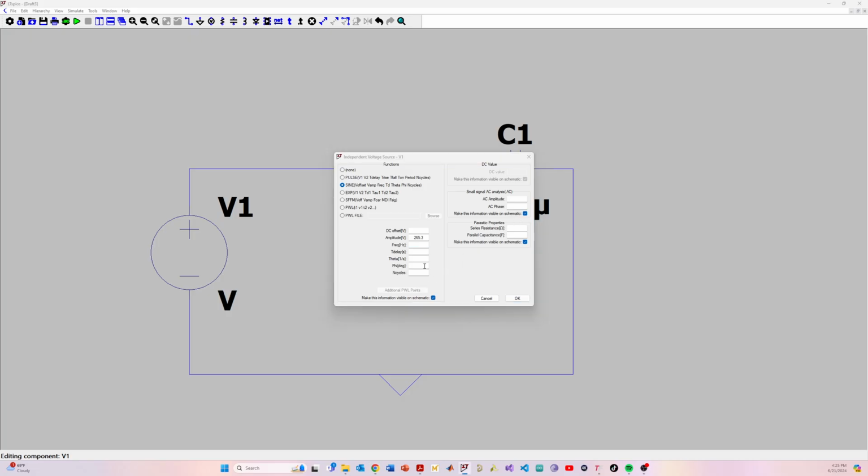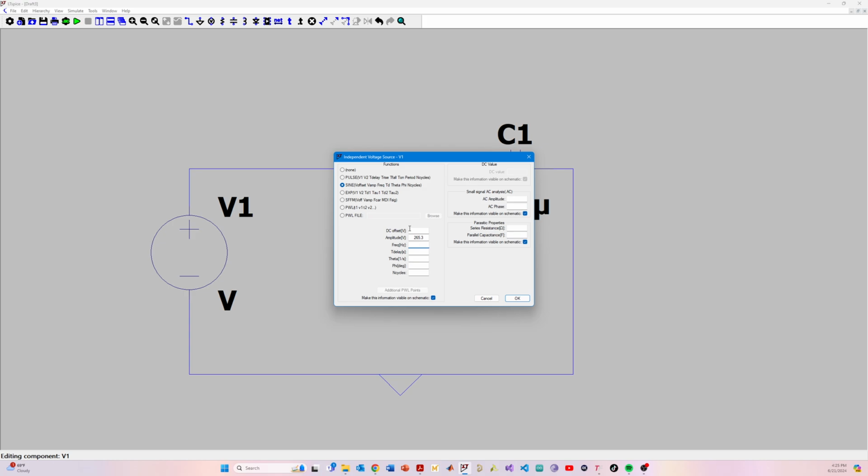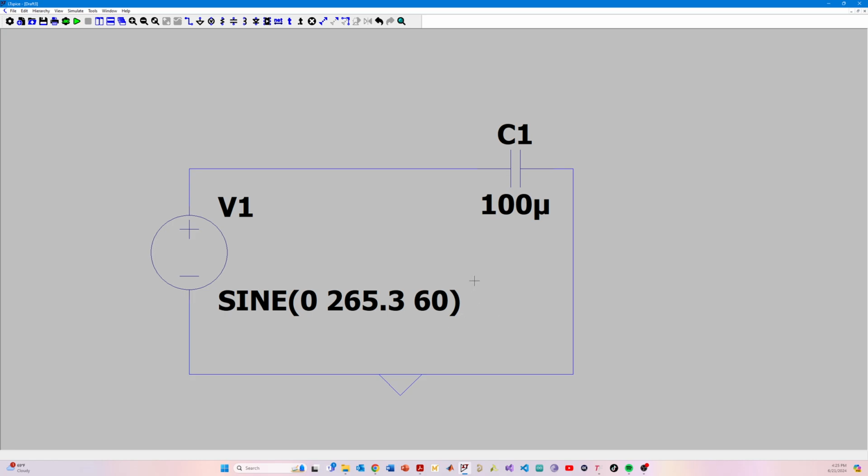Where's our calculator? There is our calculator. Bring that up. So omega divided by 2 pi gives us our frequency. Let's go back here and put our 60 in. So that's our 60 for our frequency. And then we can just click OK on that.